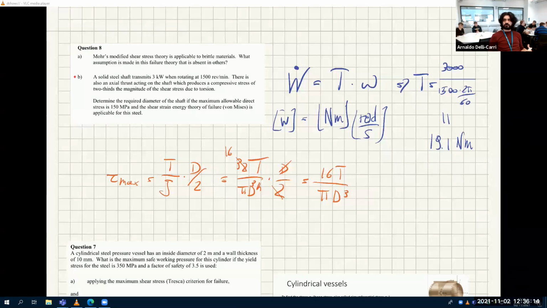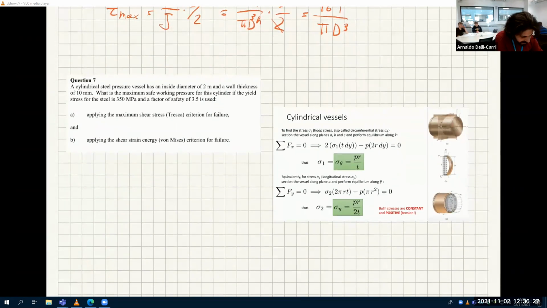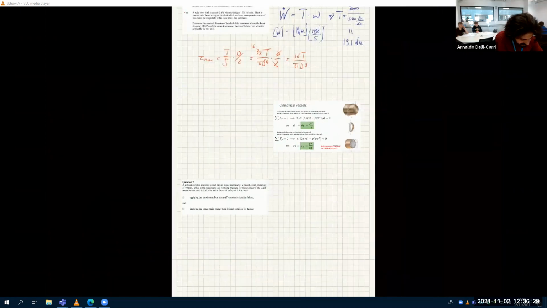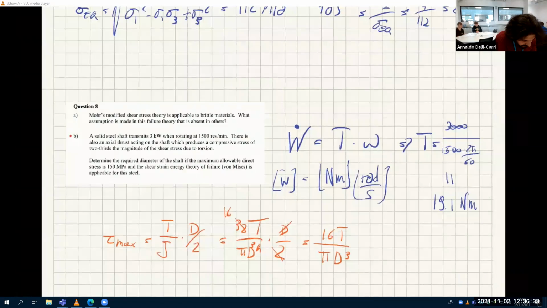And that's one of the issues with the design pathway, is that this unknown, you have to bring it forward with you in all the equations. So that's tau max, but we also have sigma. Remember sigma? How much is sigma? It says here that we have an axial thrust that produces a compressive stress of 2/3 the magnitude of the shear stress. So the magnitude of the shear stress is this, which we don't know because D is unknown.